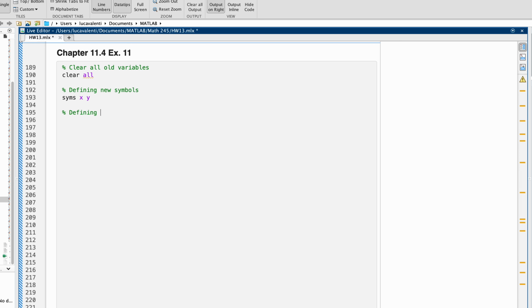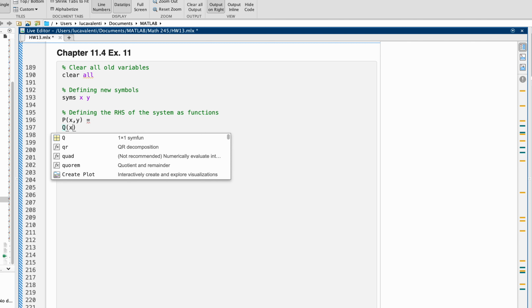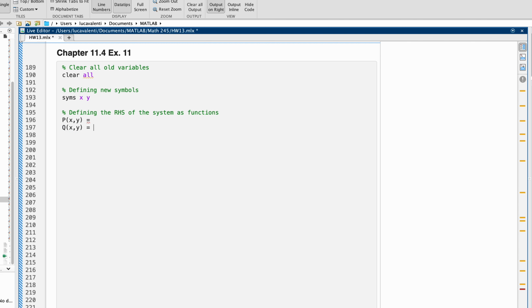I'm going to define the functions, the right-hand side of the system, as functions, because I know that later I'll need those for the Jacobian. So P of x and y and Q of x and y. What are those going to be? Well, we need to remember what they were.